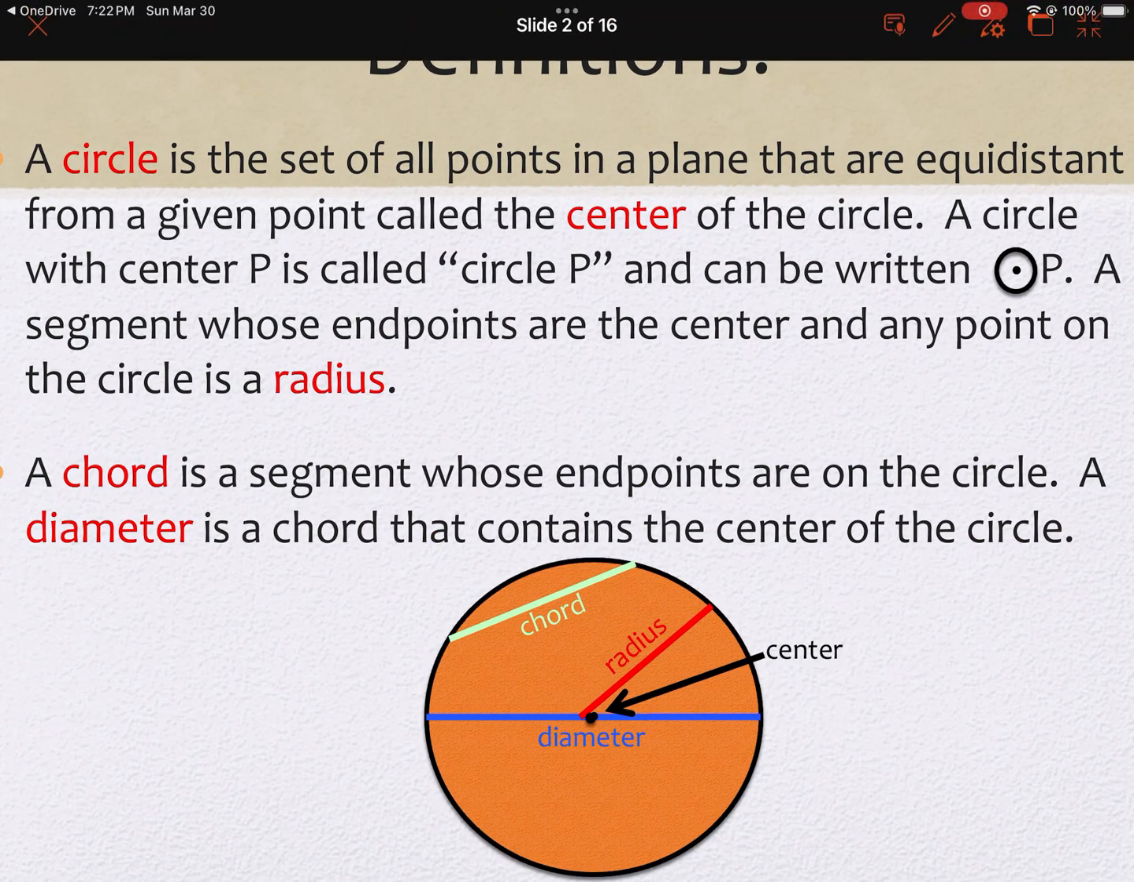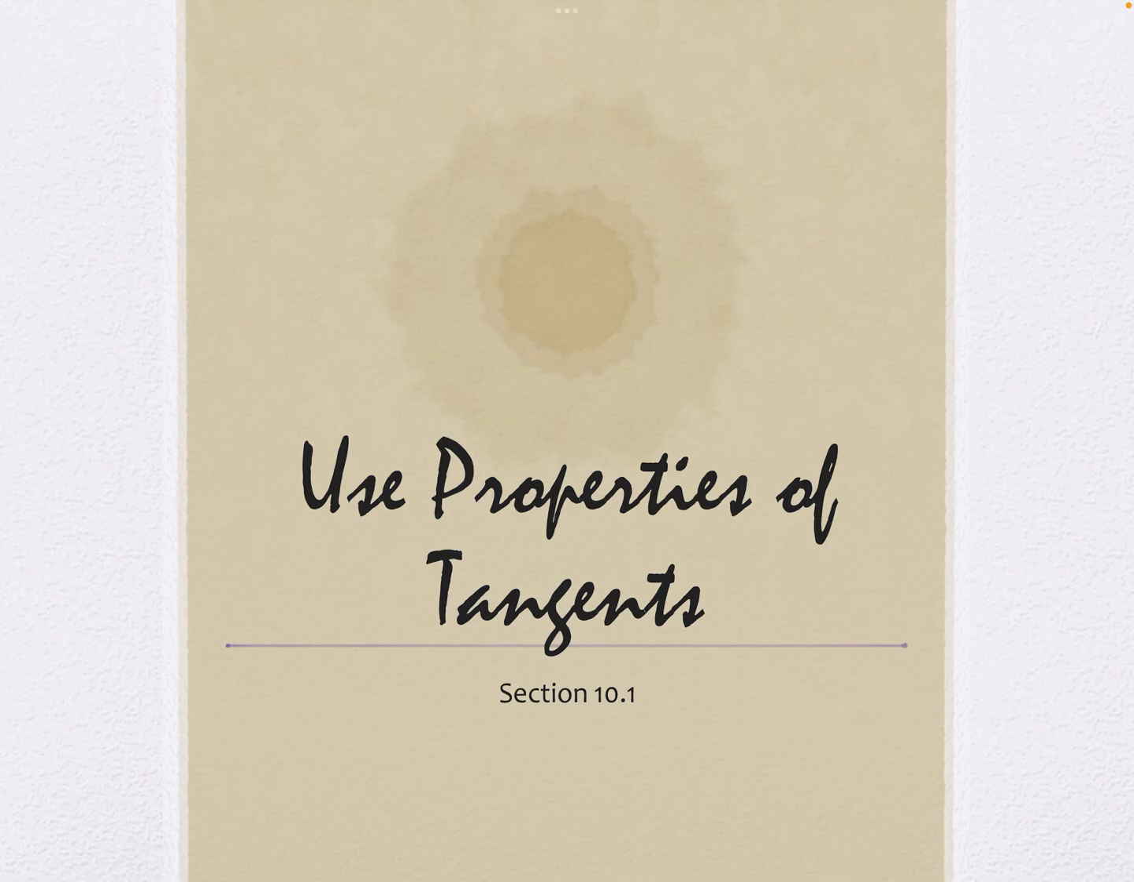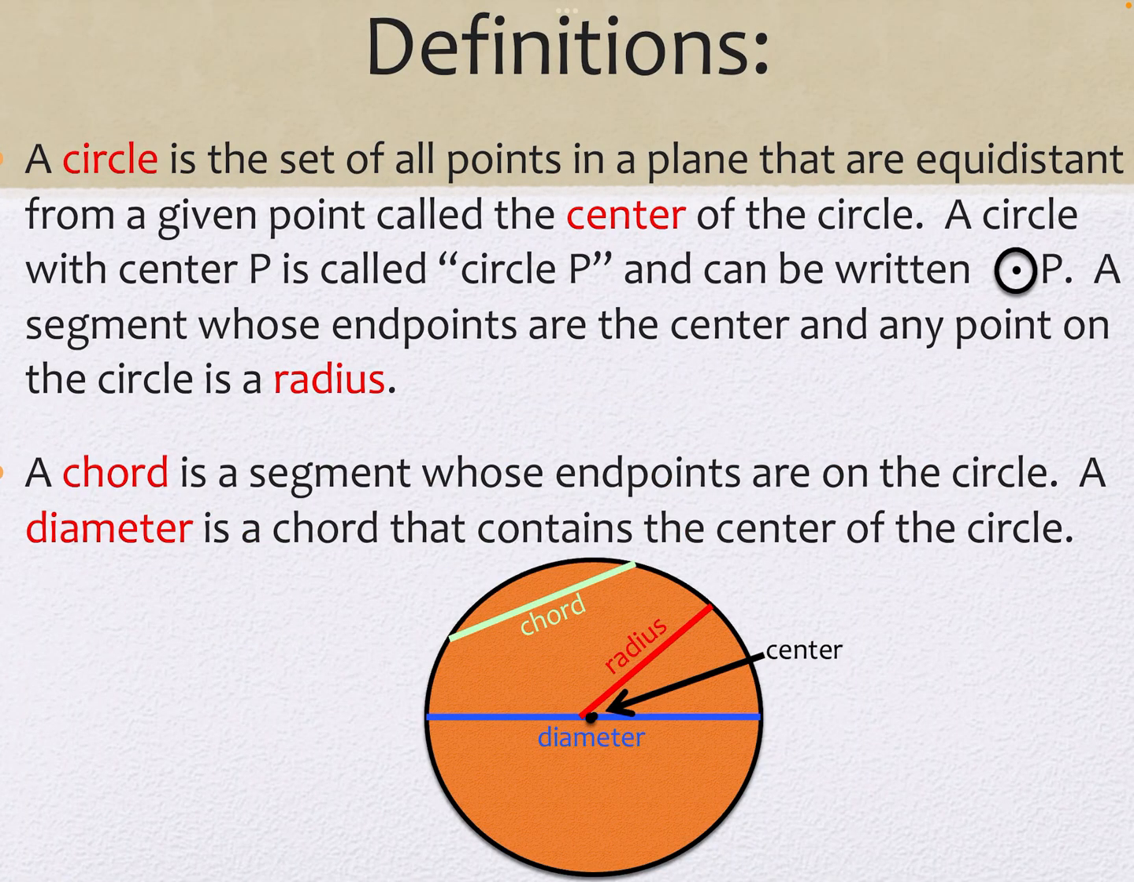This is section 10.1. We're going to look at properties of tangents. Let's make sure we know what a circle is first. There's a diagram of a circle at the bottom. A circle is a set of all points in a plane that are equidistant from a given point called the center. So notice how we have a dot in the middle of the circle. That's called the center.